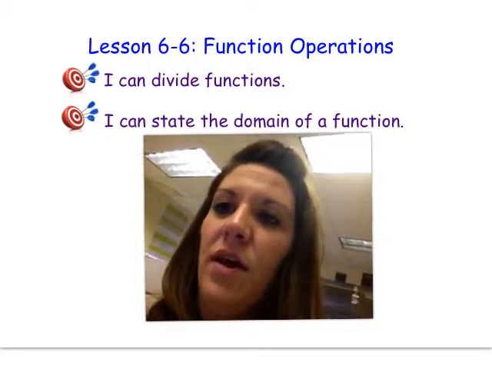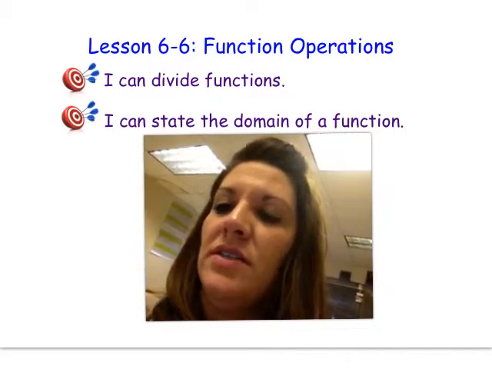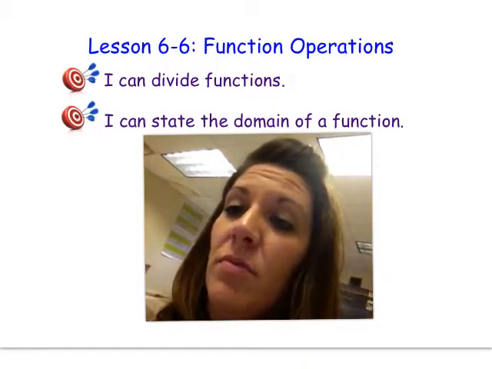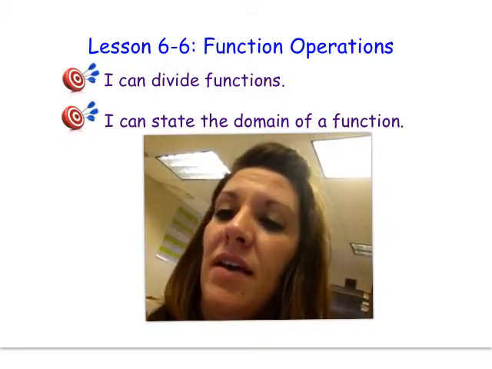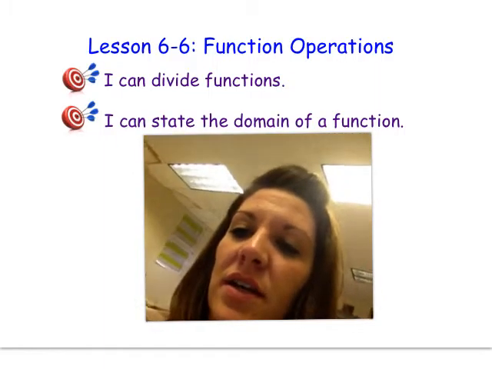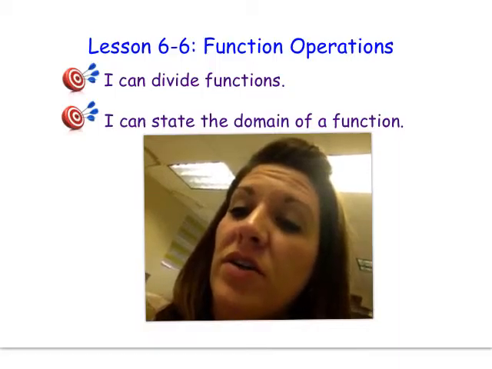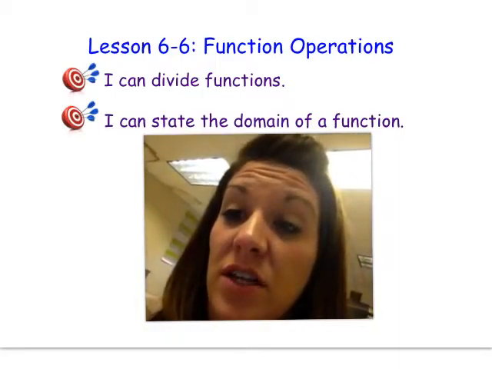Welcome to your last video on function operations. The first video we did was just about domain and finding domain restrictions. The second video was on adding and subtracting functions. Third video was on multiplying functions. This one is on division.